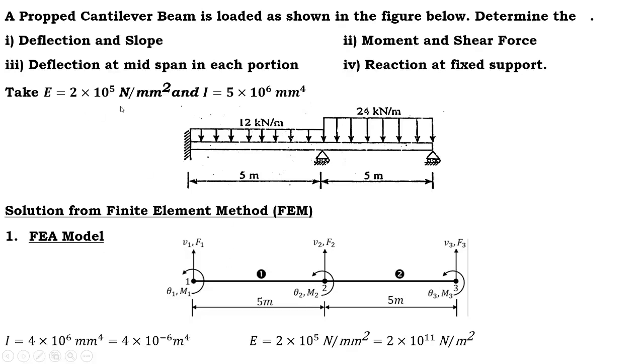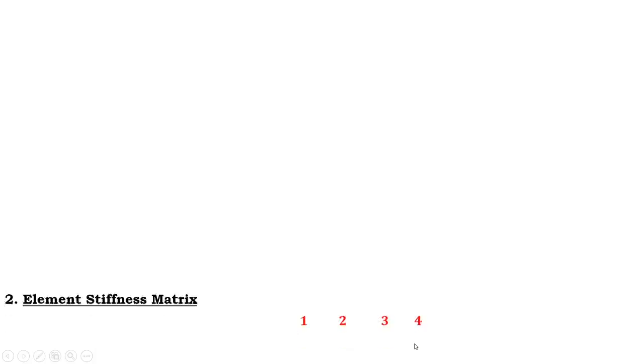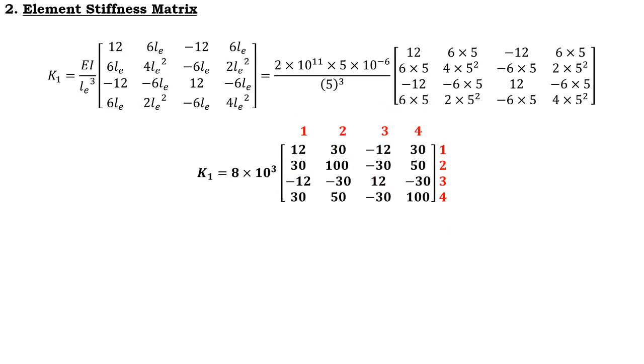The modulus is once again given in Newton per mm square, so we can convert that also into Newton per meter square. It will be 2 into 10 to the power of 11 Newton per meter square. So this is my second step, where I need to find the element stiffness matrix.